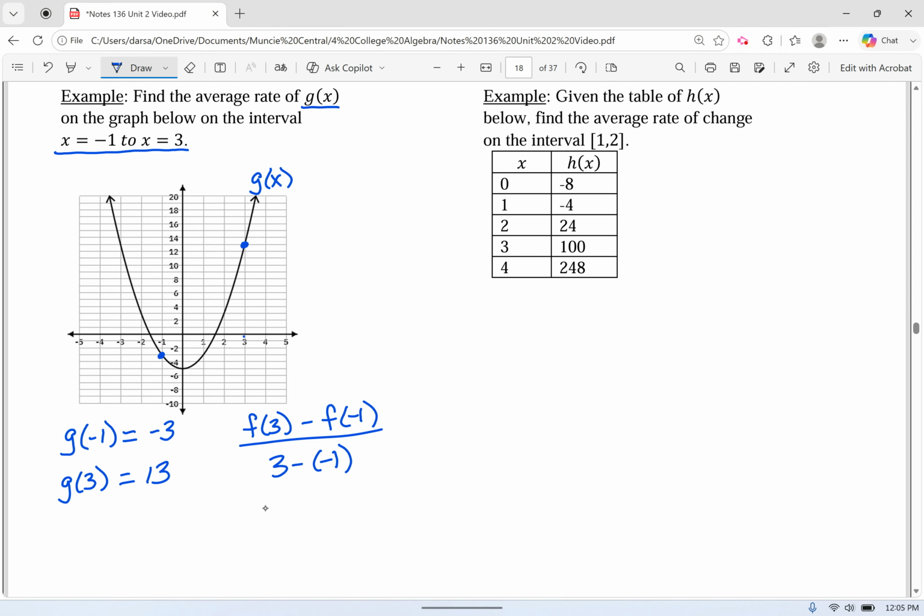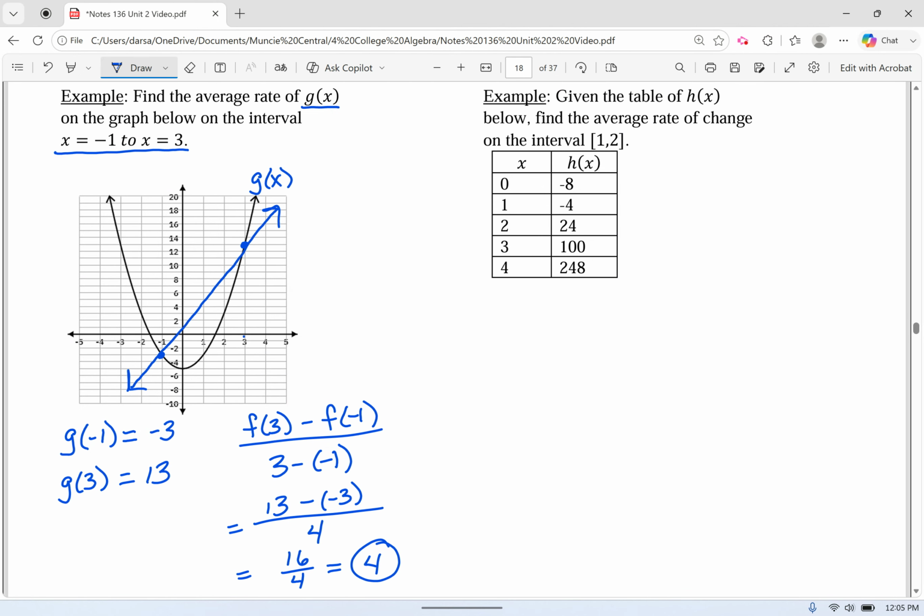All right, f of 3, we said that was 13. f of negative 1, we said that was negative 3, over 3 minus a negative 1, that's 3 plus 1, which is 4. And that gives us 13 plus 3, that's 16 over 4, which is an average rate of change of 4. And if you look at this graph, what would the slope of this line between these 2 points be? Notice it's going uphill, so on average we're going up over that time. Now, are we going up all the time? No, but on average we're going up, and the slope of that line is 4.